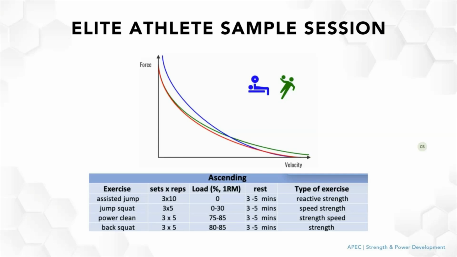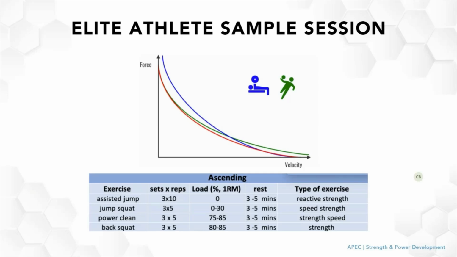So I'd start off at the bottom and implement some reactive strength work. In this instance, I used assisted jumps or banded jumps, where you have bands around your shoulders, or you're holding onto a band and you're doing 10 repetitive jumps in a row, focused on really short ground contact time, okay? So short, fast jumps. Then following that, I'd move into a jump squat.